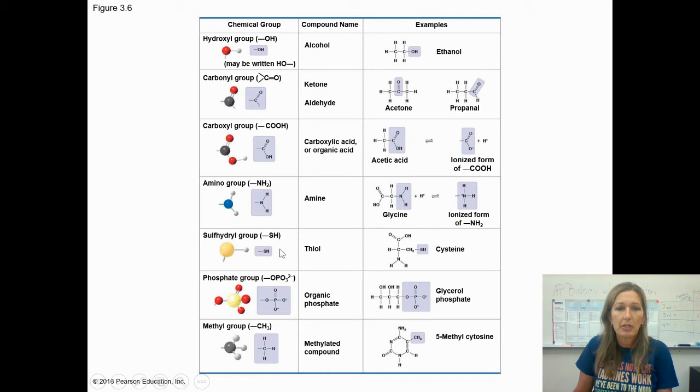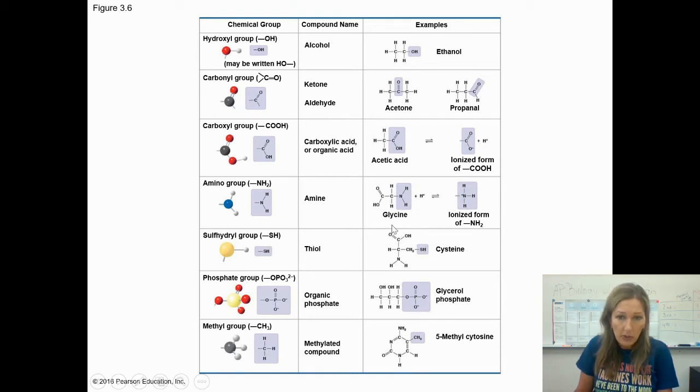Another functional group that's important in understanding protein structure is the sulfhydryl group. Your sulfhydryl group has a sulfur and a hydrogen on it. Why this is significant is that there is an amino acid that has this sulfhydryl functional group.